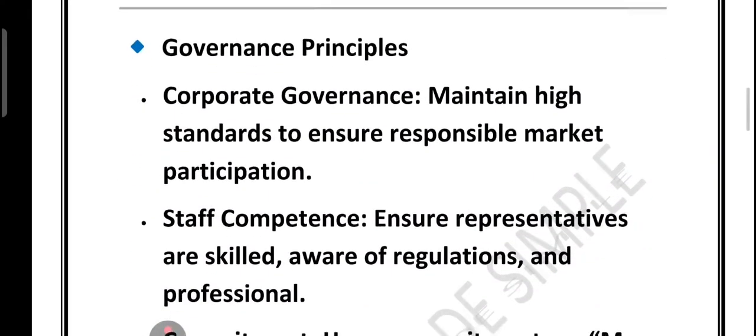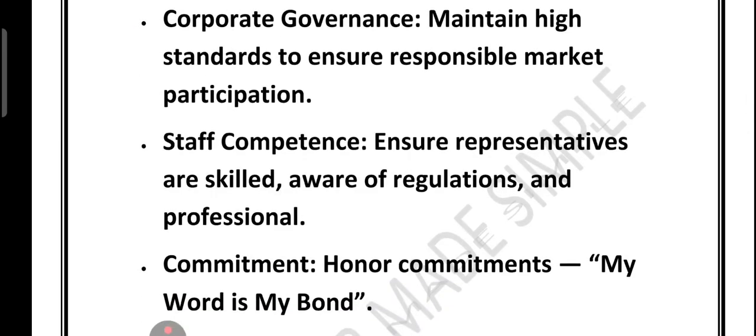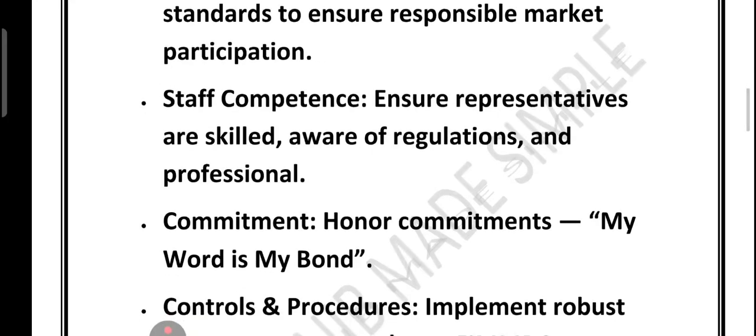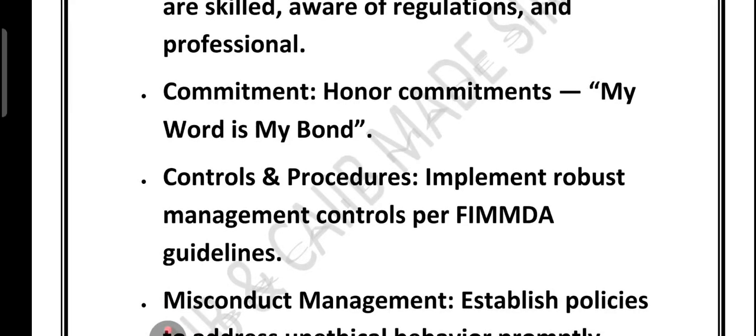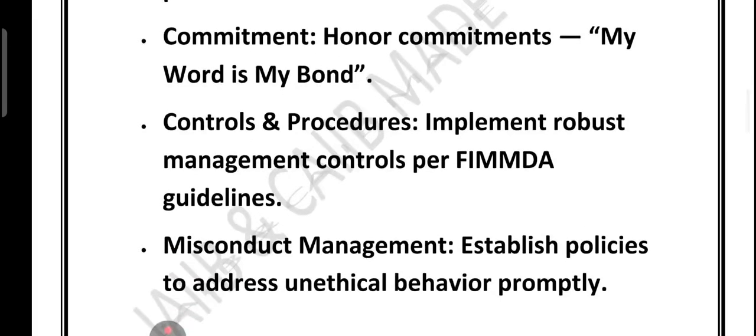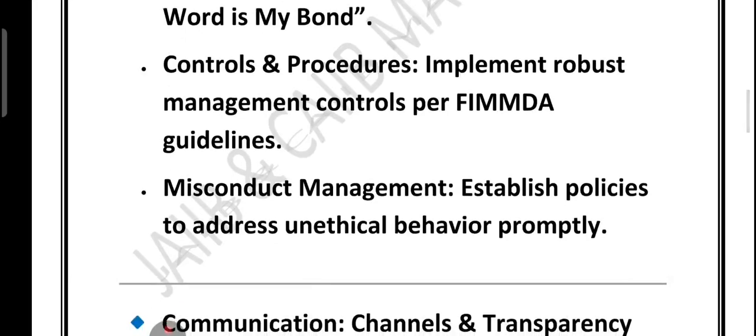If you look at the governance principle, good governance is the backbone of trust. Firms must maintain high corporate governance standards to ensure responsible participation in the market. Staff must be skilled, they must be trained, they must be fully aware of the regulations so that they can serve clients and the market professionally. Commitments must be honored. The mantra is very simple: my word is my bond. Strong controls and procedures should be in place according to the FIMDA guidelines, and there must be a clear policy to address any unethical behavior immediately.